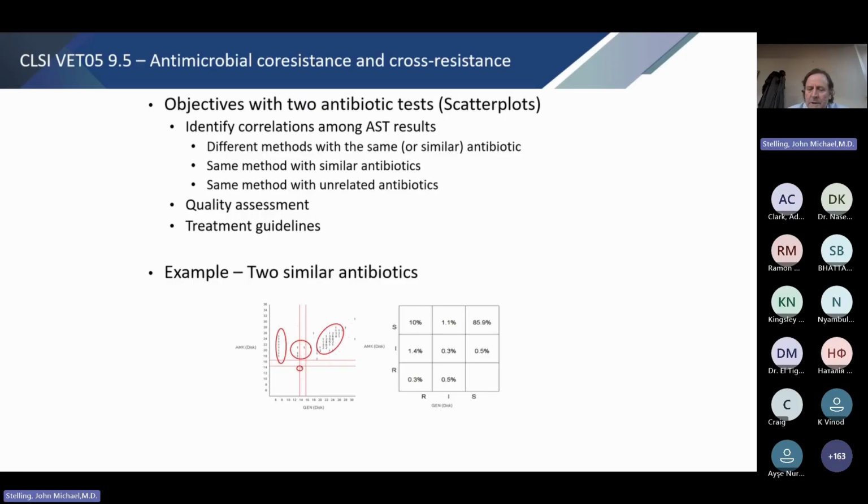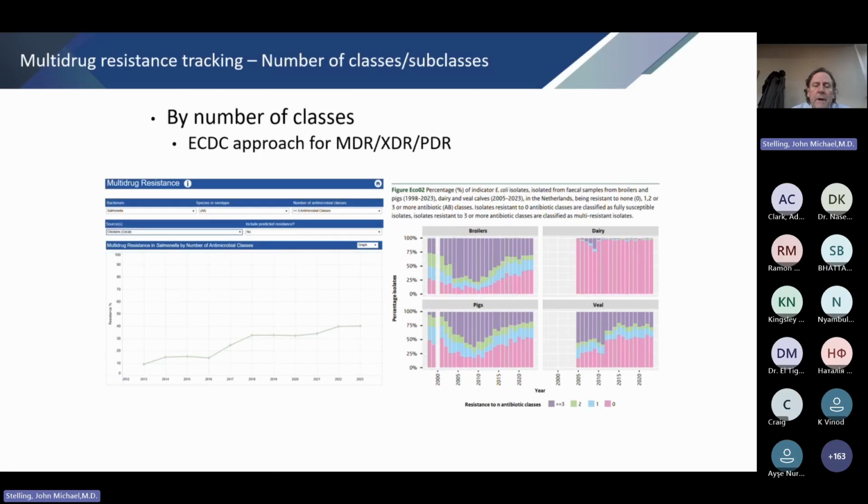You can do a scatter plot to compare 2 similar drugs. People do this all the time with tuberculosis, and they're looking at MDR-TB, but it applies to any combination of bacterial or antifungal agents. Multi-drug resistance, important concept. There are 2 ways to look at MDR.